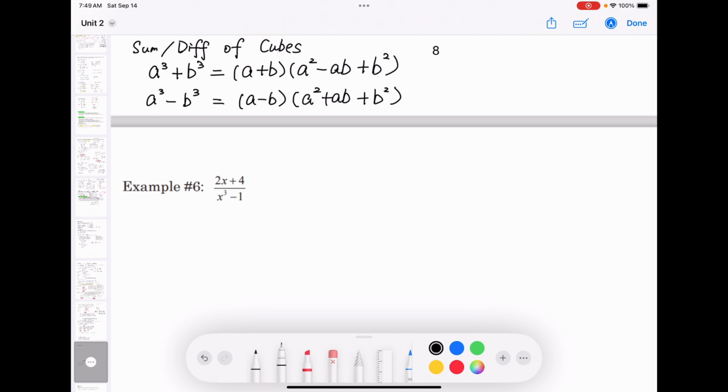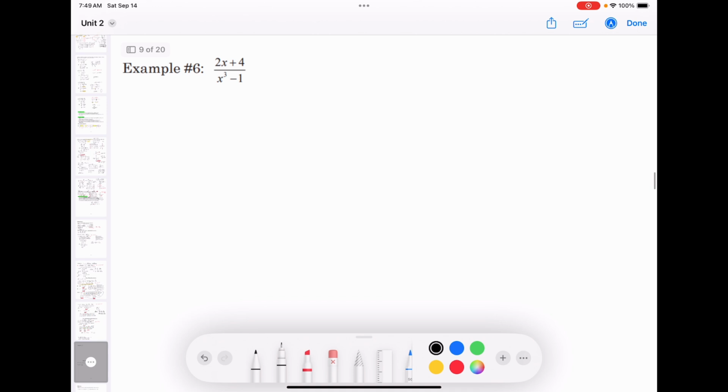Let's see example 6. We have a rational expression and we want to decompose it. So the first step is factoring the denominator. The denominator, the bottom, is a difference of cubes. So the bottom is x minus 1, this is a minus b, times a squared, which is x squared, then plus ab, x times 1.